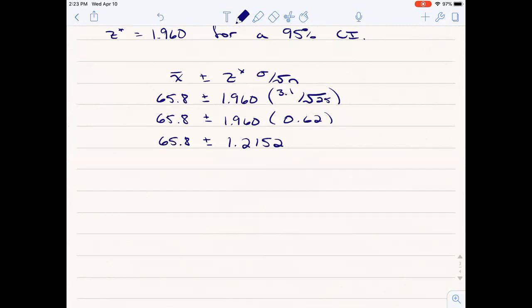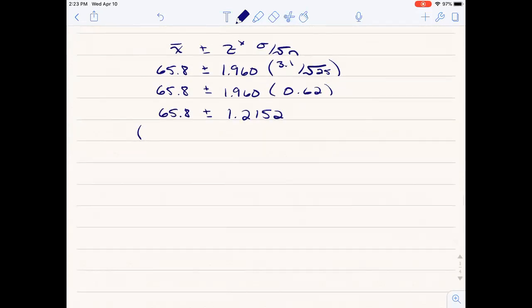On the final, I don't want you to round any values until the very end. And I've gone through and told you, if it's important, what you can round to and when. So here, I'll store this. 65.8 minus 1.2152. So our margin of error, that's the 1.2152, bless you. Gives 64.5848 up to 65.8 plus the margin of error, 67.0152.